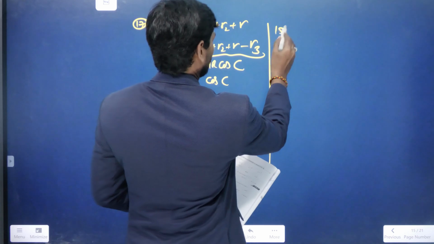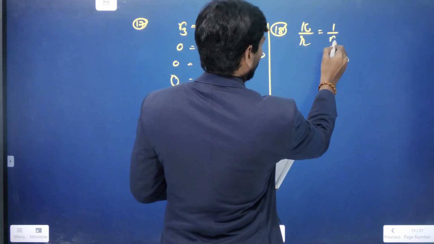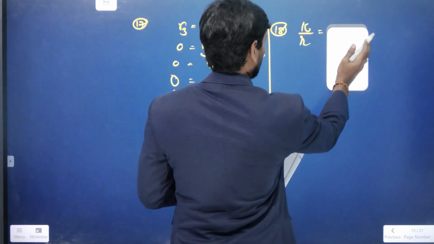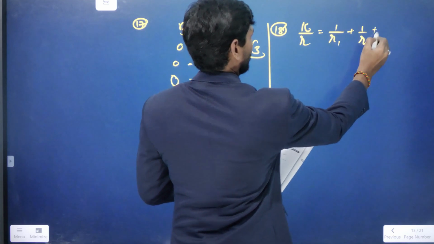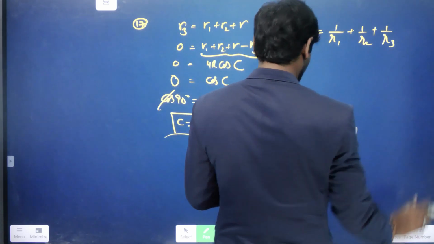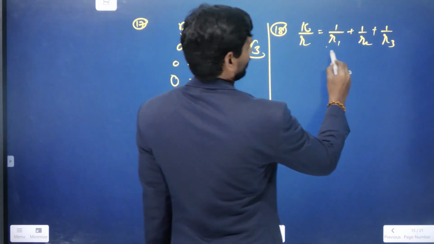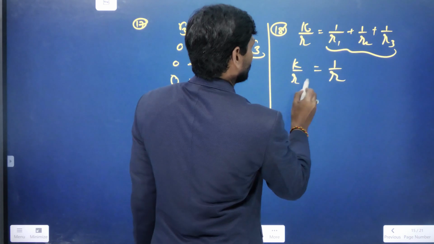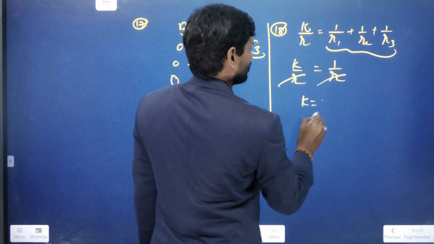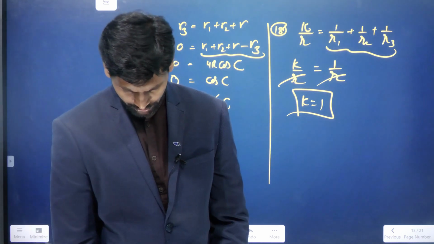The 18th problem is given that K by R is equals to 1 by R1 plus 1 by R2 plus 1 by R3. Then what is the value of K? We know that 1 by R1 plus 1 by R2 plus 1 by R3 is equals to 1 by R. It is K by R. Just compare both of them. K value is 1. Okay? So let us go to the next problem.